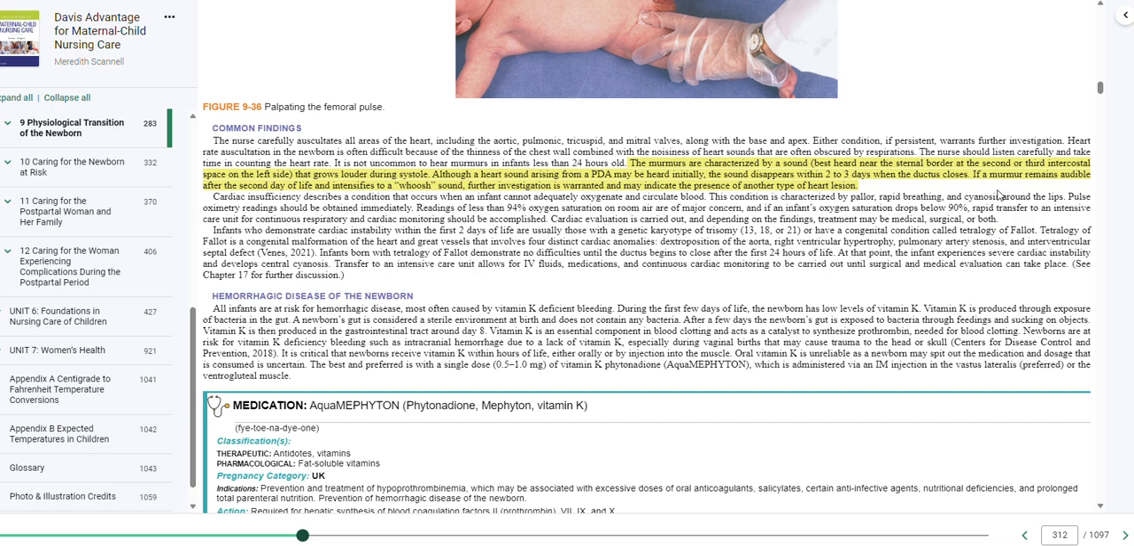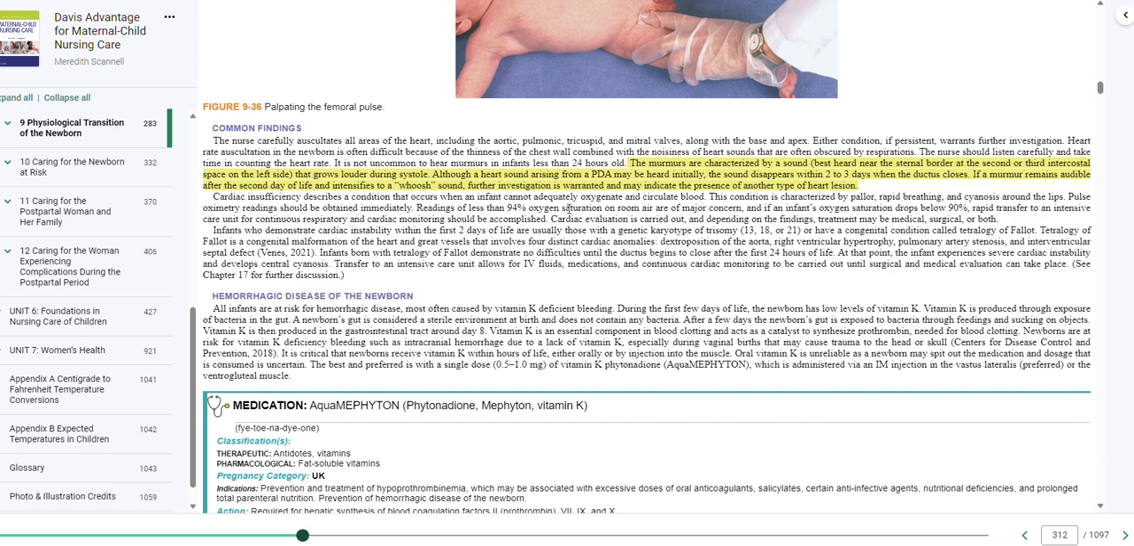And then when the pediatrician comes in and hears the murmur as well, he will order an echocardiogram on that baby. Okay, and they happen a lot. So it's common. It's not normal, but it is common.